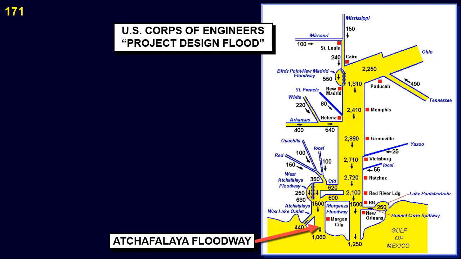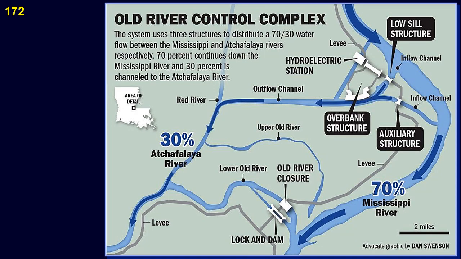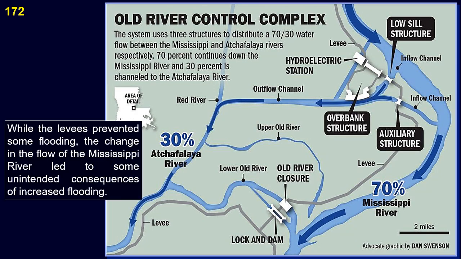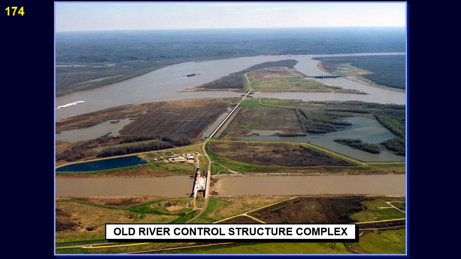The project design flood is a hypothetical maximum probable flood of the Mississippi River used by the U.S. Army Corps of Engineers to aid in the design of flood protection for the Mississippi Valley. While the levees prevented some flooding, the change in the flow of the Mississippi River led to some unintended consequences of increased flooding. This is the Old River Control Structure discharging water into the Atchafalaya in May of 2011. This is the Old River Control Structure complex.